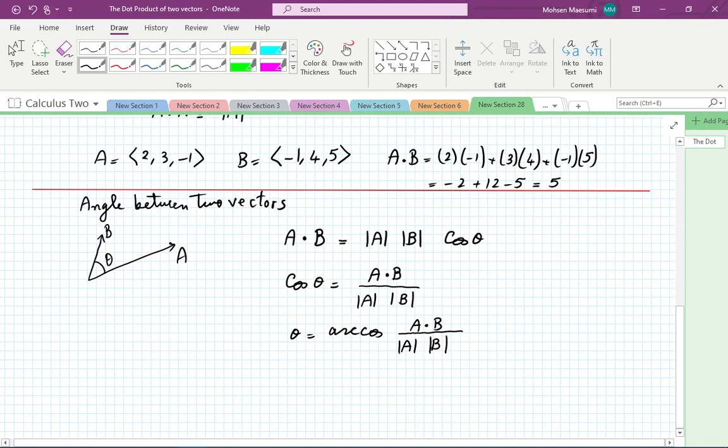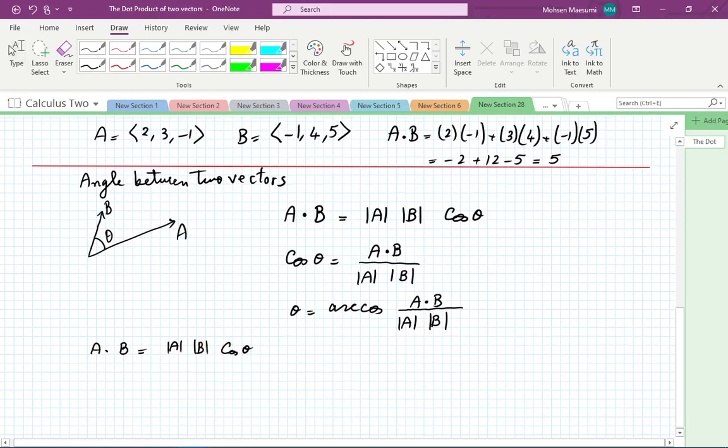Just before we explain where this itself comes from, let's practice it in this context. Suppose I want to find out the angle between A and B. So over there I have A dot B. Let's rewrite this: A dot B is the same as the length of A times the length of B times cosine of theta. Let's write it like that.